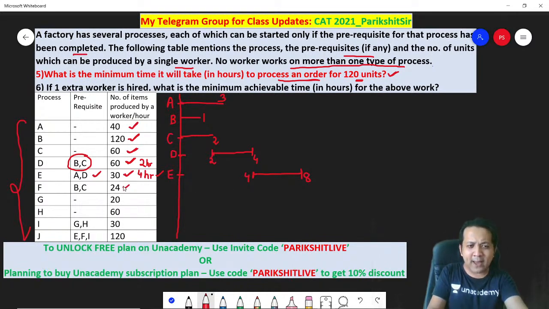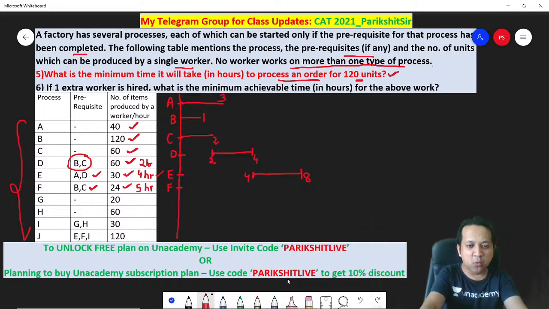24. So 1 hour, 24 items. Remember, 120 items I need to produce. So 120 by 24, 5 hours. 5 hours for F. But you know what? F can only and only start after B and C are getting completed.